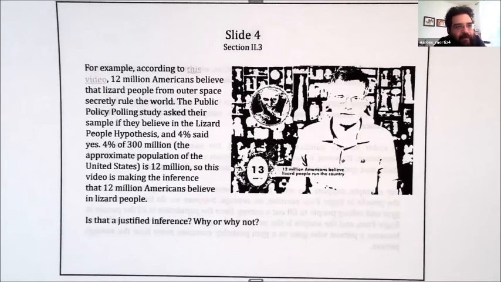Now, I've looked this up, and maybe this isn't a fair comparison, but the population of Ohio is less than 12 million. I've met plenty of people from Ohio, even though I haven't traveled around a whole lot, but I've never met one of these lizard people believers. And so that makes me think that there's something wrong with this inference. So that's a question for you to think about. Is this a justified inference? Why or why not? Why do you think it's justified to say that 12 million Americans believe in lizard people? Or on the other hand, why do you think it's not justified?